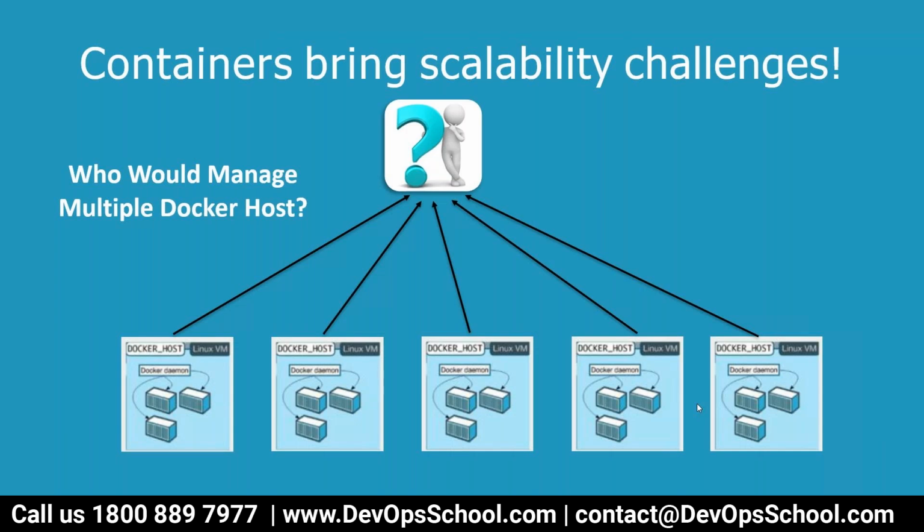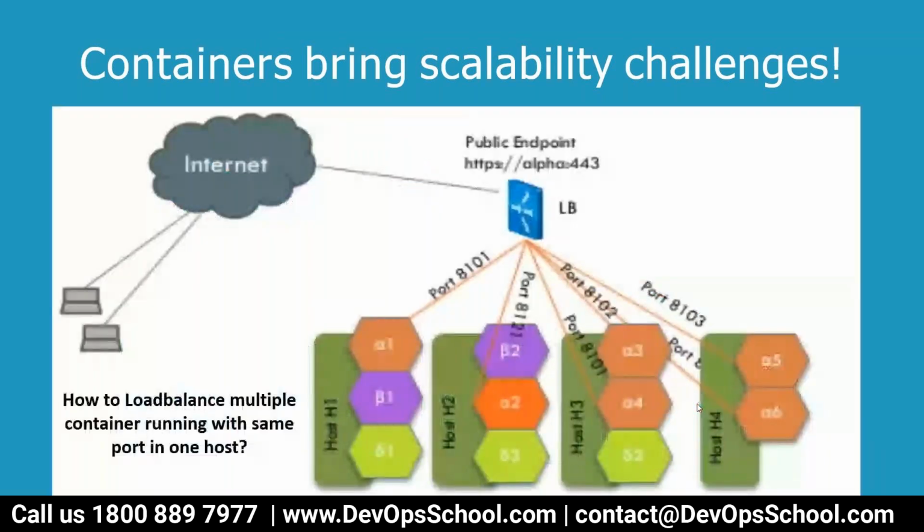See, containers bring a scalability challenge. The moment you start scaling, you start getting challenges. How do we solve it? Now, guys, last session, if you remember, you were not able to expose Apache at the same port of the node. If you remember the -p option we were using, at the node port you can expose only one container.